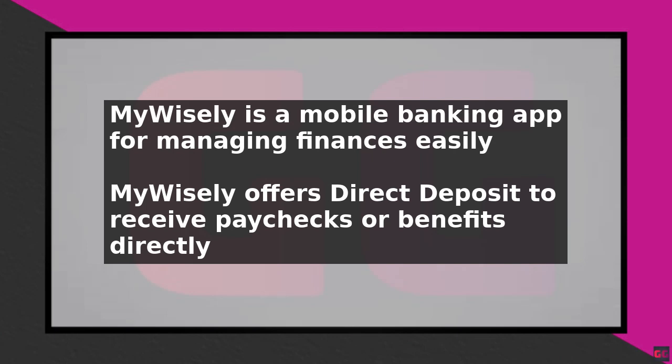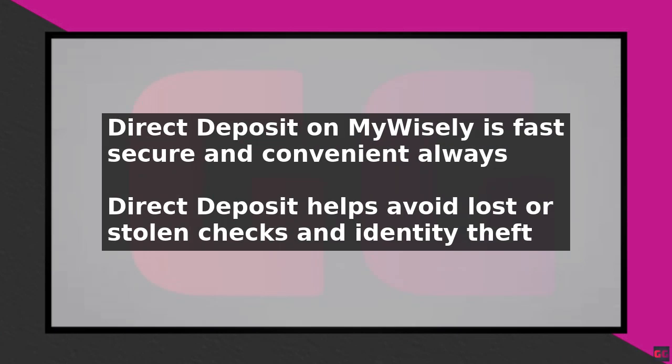One of the key features of Mywisely is direct deposit, which enables you to receive your paycheck or government benefits directly into your account. To start using direct deposit on Mywisely, you need to set up your account and provide your employer or benefits provider with your account information. This typically includes your account number and routing number, which can be found in the Mywisely app.